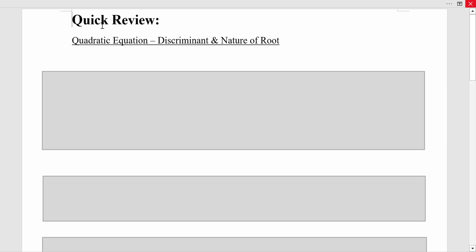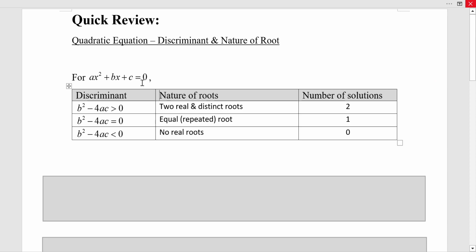Okay, we'll do a quick review of quadratic equations on the topic of discriminant and nature of roots. For a quadratic equation, if the discriminant is greater than 0, it means that you have two real and distinct roots. Discriminant equals 0, you have equal roots, and discriminant smaller than 0, you have no real roots. The discriminant is found by b squared minus 4ac, where b is the coefficient of x, a is the coefficient of x squared, and c is the constant term.